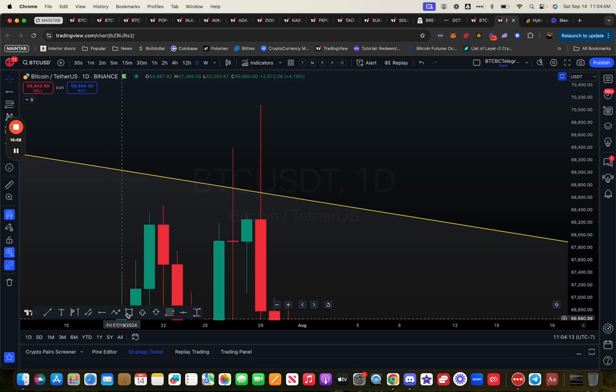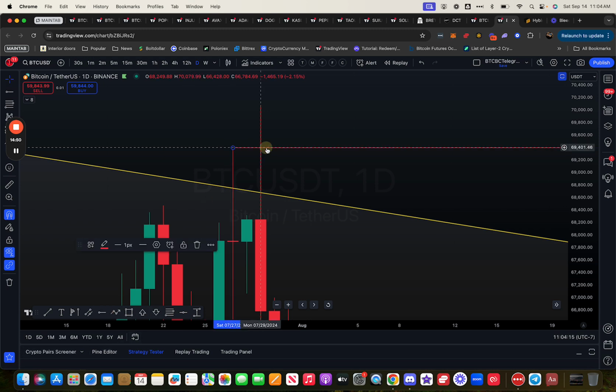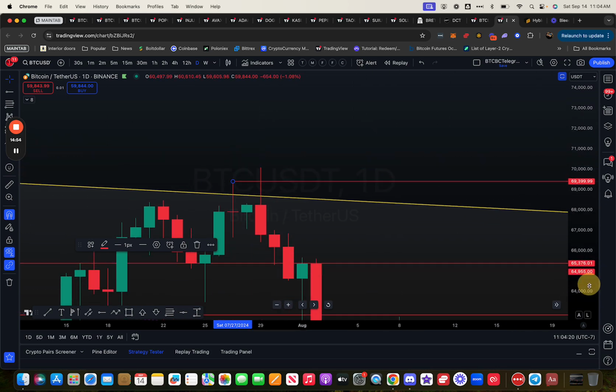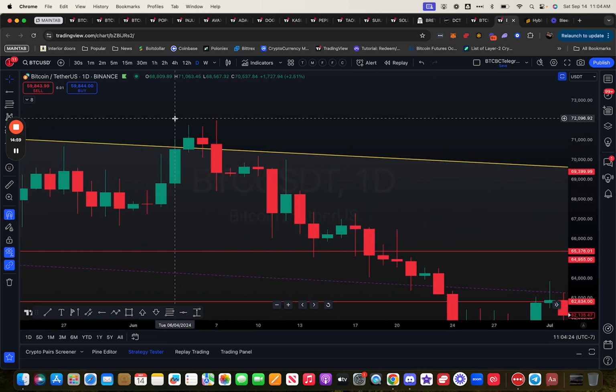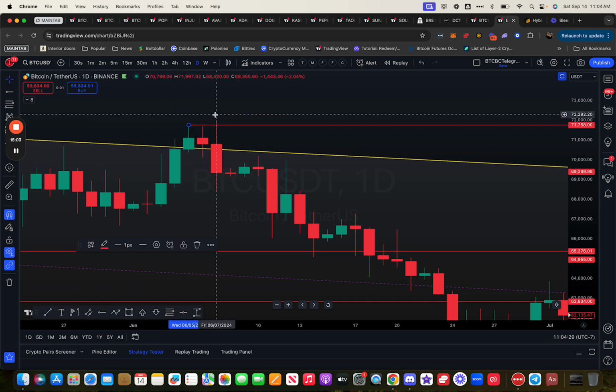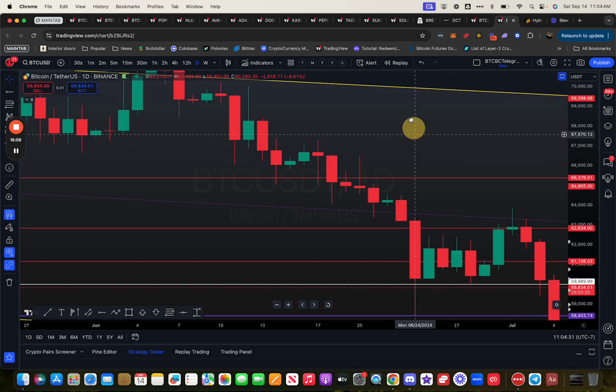Look at this one. Signature move. Swept the high and came crashing down. All right, let's go to the next one. There it is again. Signature move, and came crashing back down.